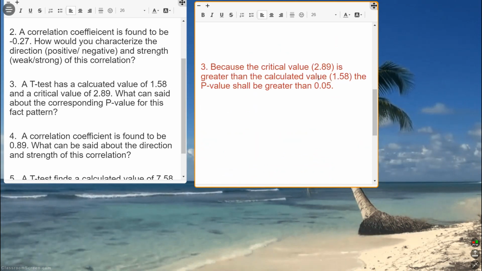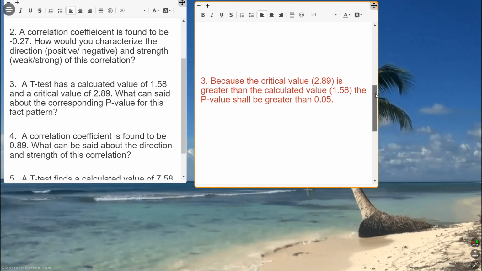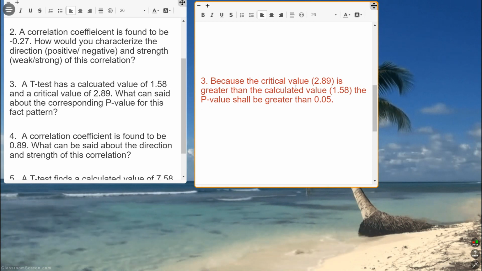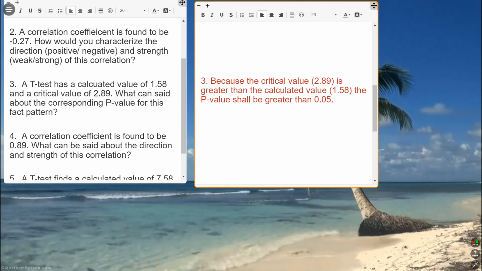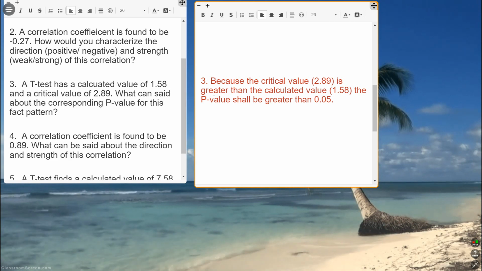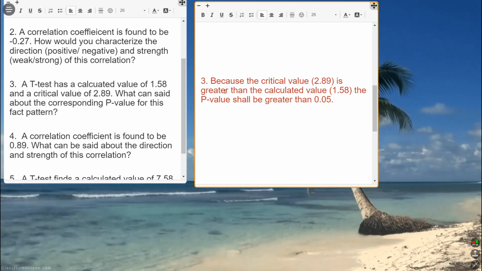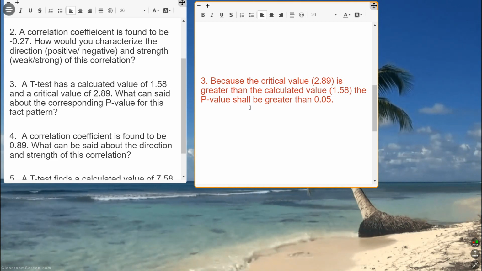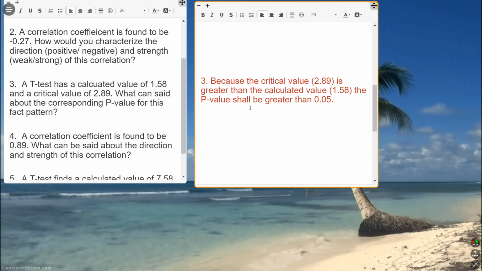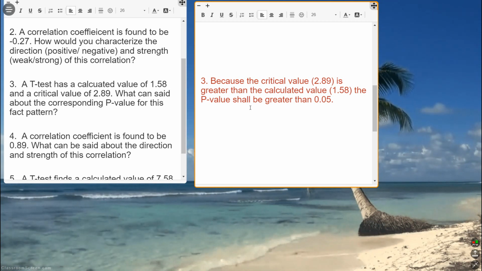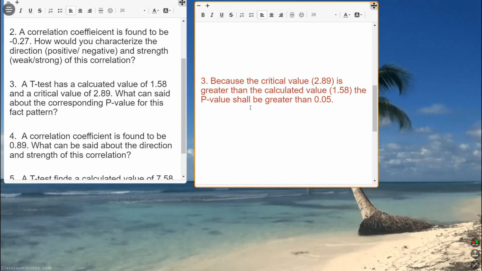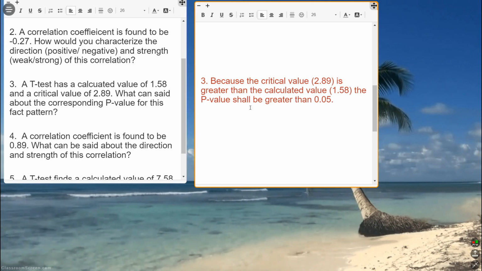Okay, here's the answer. I can even get them lined up. How about that? That's even better. Because the critical value, 2.89, is greater than the calculated value, 1.58, the p-value shall be greater than 0.05. It has to be. If the critical value is greater than the calculated, you can recall that chart I gave you. I've used it a couple times now. You know that the p-value must be greater than 0.05. Anytime we're going to accept the null hypothesis, that p-value is going to be greater than 0.05.